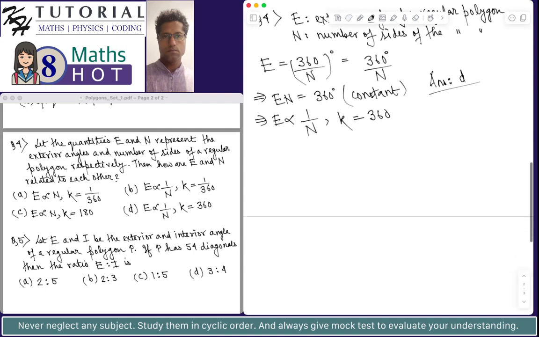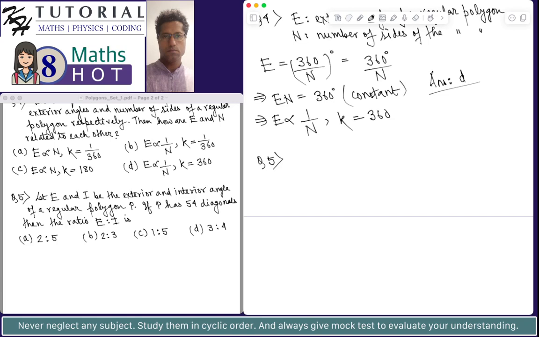Okay, let's do question number 5. Let E and I be the exterior and interior angle of a regular polygon P. If P has 54 diagonals, then the ratio E to I is. So P is a regular polygon, and it has 54 diagonals, and E and I are the exterior and interior angle of the polygon P. It is asking about the ratio of E and I.